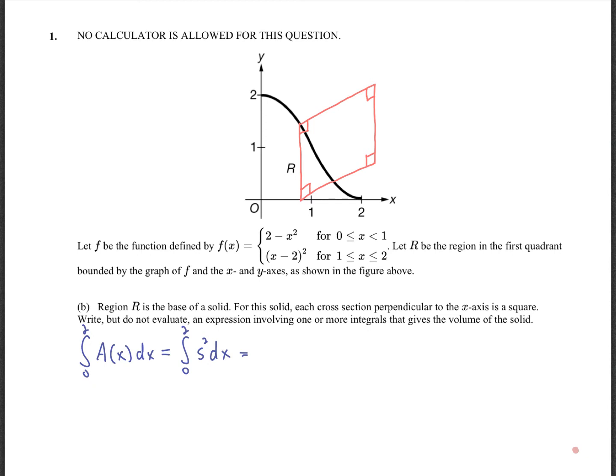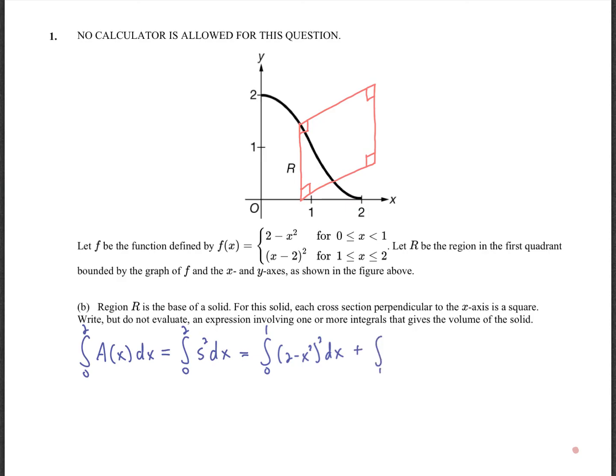Is just plug in this function. So here. So the fact that this has two different functions though means that we'll have to split it up. So we'll do one from 0 to 1, and we will just square this first one, square that first function. Okay, so that'll be the volume of the first one.